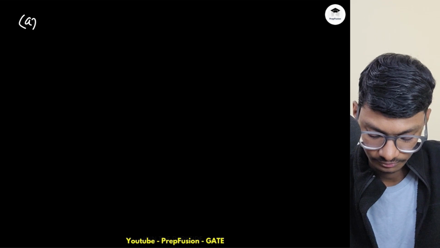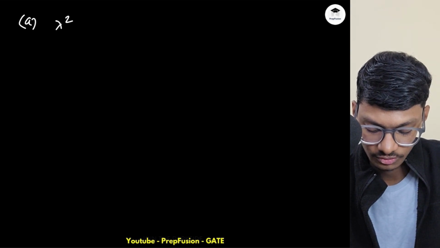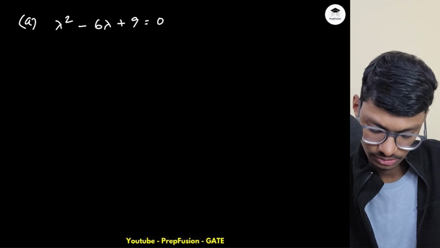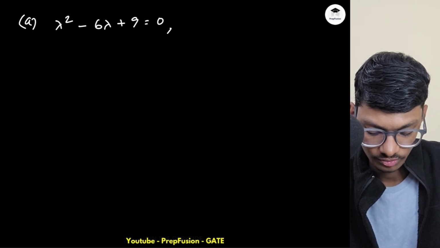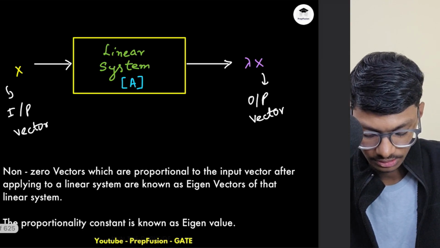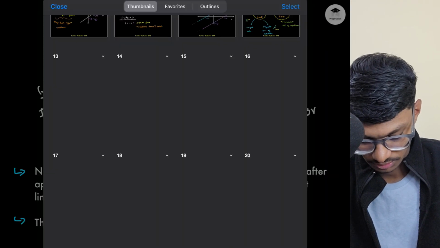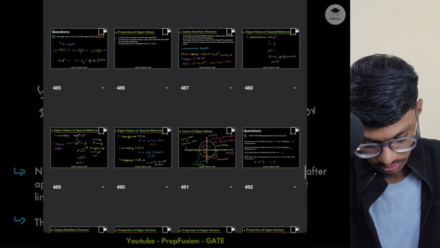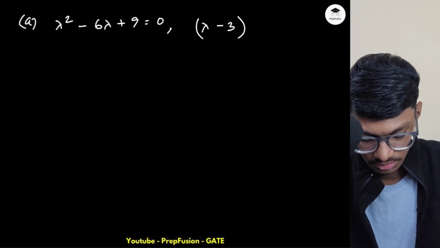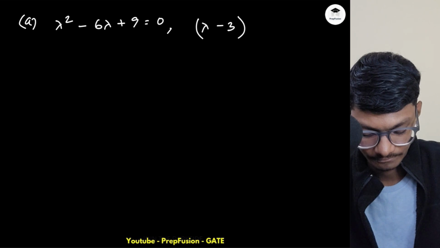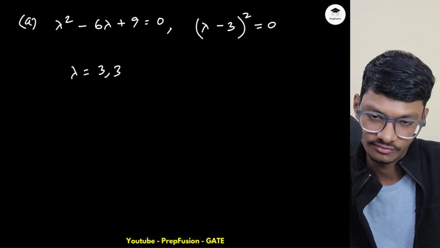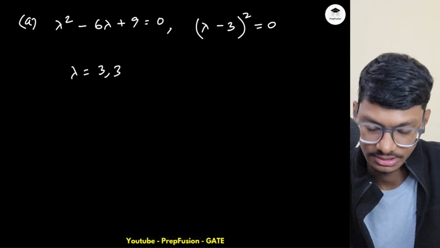Even if you don't want to do the characteristic equation, it is lambda squared minus 6 (the trace of A) lambda plus 9 equals 0. So this will be simply lambda minus 3 whole squared equals 0, so lambda equals 3, 3. So I have two eigenvalues obviously, and both are repeated in this case. Now how to solve this?